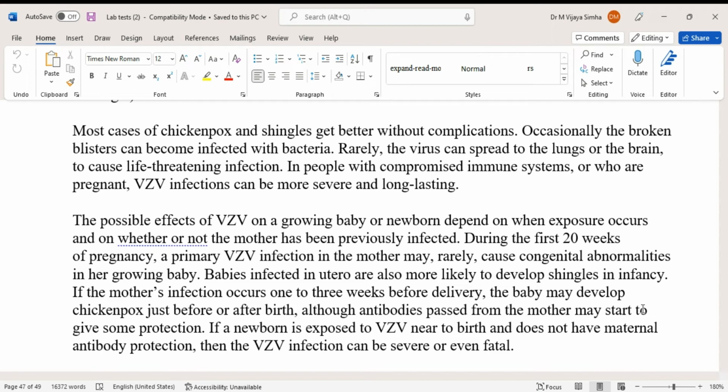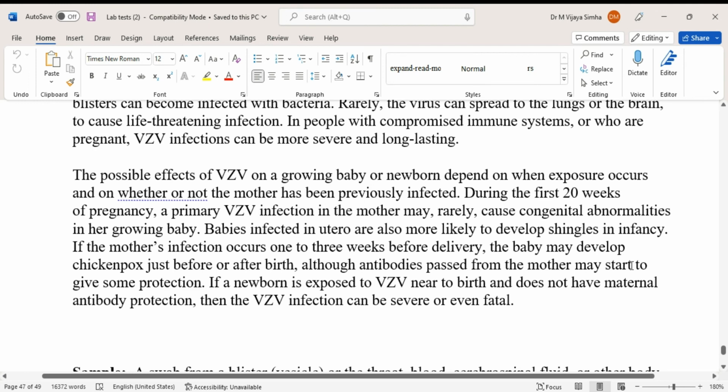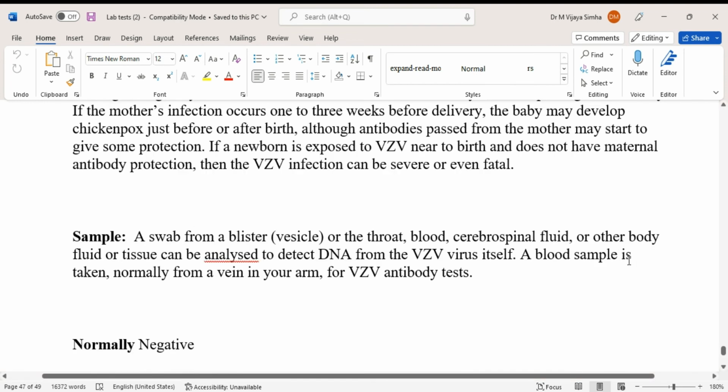During the first 20 weeks of pregnancy, a primary Varicella Zoster virus infection in the mother may, rarely, cause congenital abnormalities in her growing baby. Babies infected in utero are also more likely to develop shingles in infancy. If the mother's infection occurs 1 to 3 weeks before delivery, the baby may develop chickenpox just before or after birth. Although antibodies passed from the mother may start to give some protection, if a newborn is exposed to Varicella Zoster virus near to birth and doesn't have maternal antibody protection, then the VZV infection can be severe or even fatal.